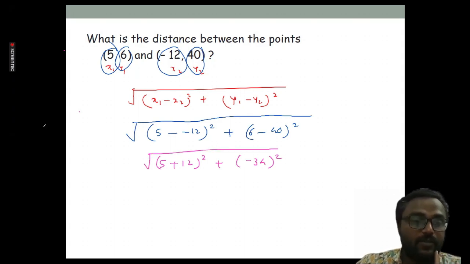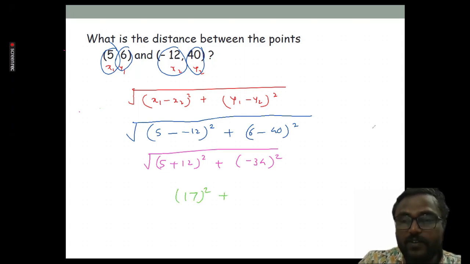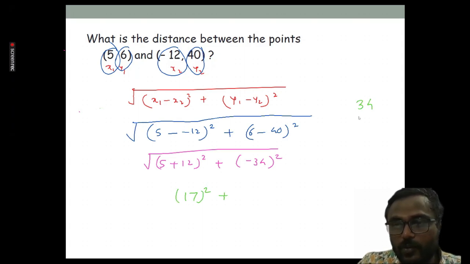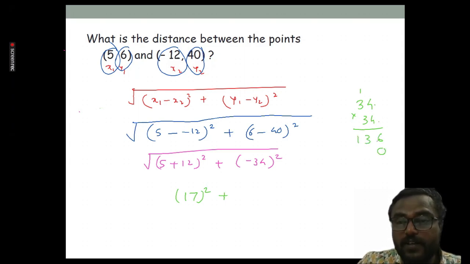So what do we have now? 5 plus 12 is 17 whole square plus 34 square. That means negative 34 times negative 34, which in the end is going to be positive. So I'll multiply 34 times 34. 4 times 4 is 16. Carry the 1 over. 4 times 3 is 12 plus 1, 13. Because I am moving on to the tens digit, I'll put a 0 over here. 3 times 4 is 12. Carry the 1 over. 3 times 3 is 9 plus 1, 10. Add everything up: 6, 5, 1, 1.